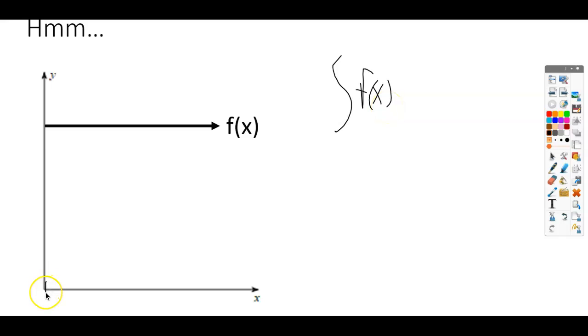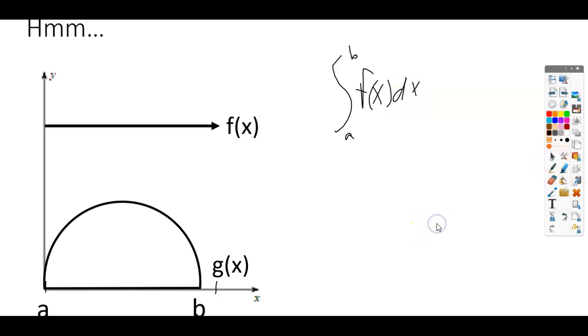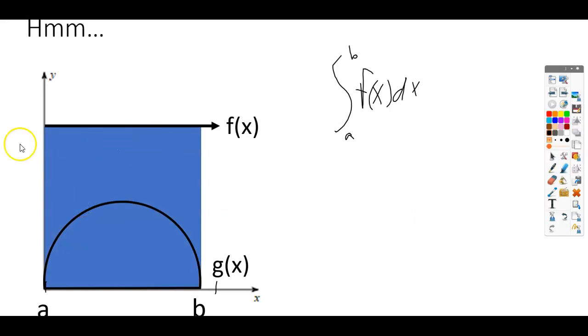Now we need to start at the beginning point of the function and end at the ending point. And so we'll call those points A and B. And if we go ahead and integrate that, that would give me the area under the curve of f of x, right? So this shaded blue region would be the area represented by this integral here.